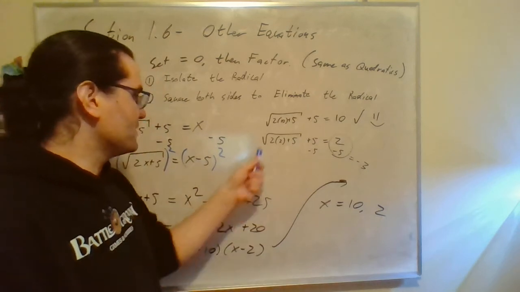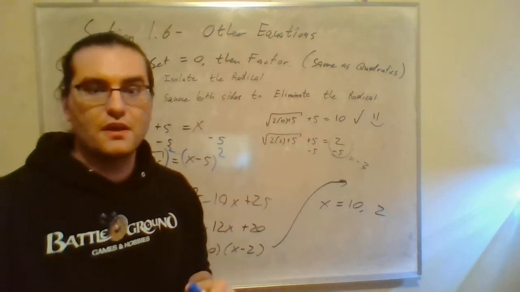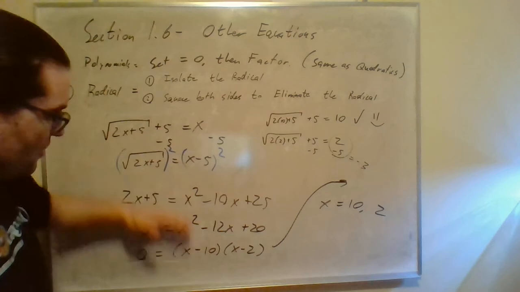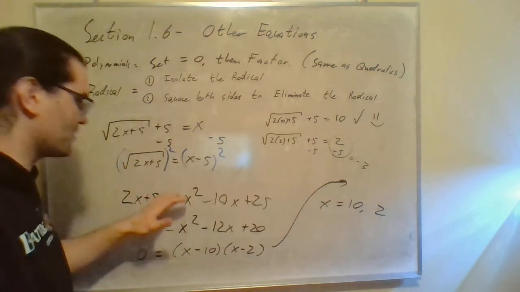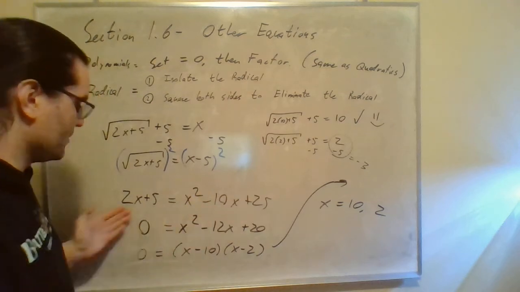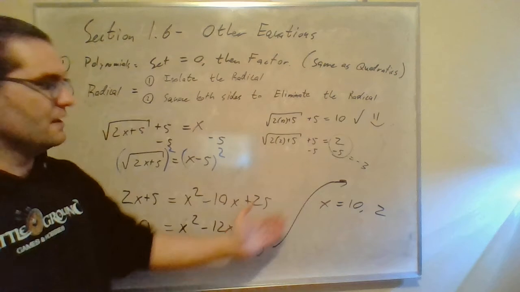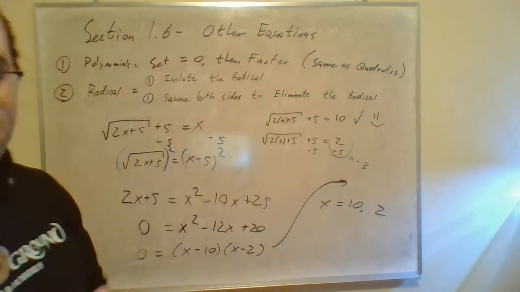One last note about these radical equations. When you're doing a test or a quiz, I want to see all of this work. I want to see you isolate the radical. I want to see you square both sides and FOIL it. I want to see you set one side equal to 0 to get a quadratic, and then you factor that, get your 2 answers, and check both your answers.